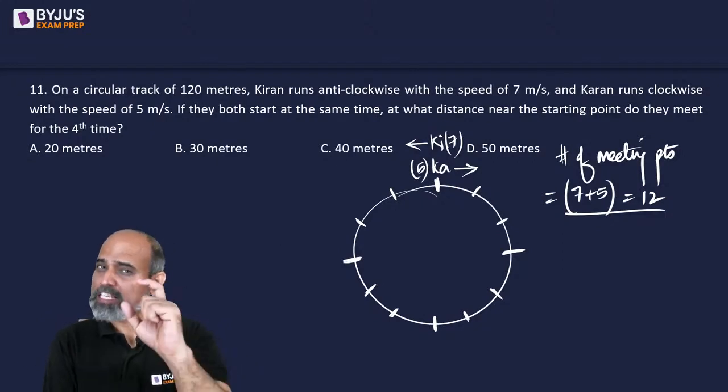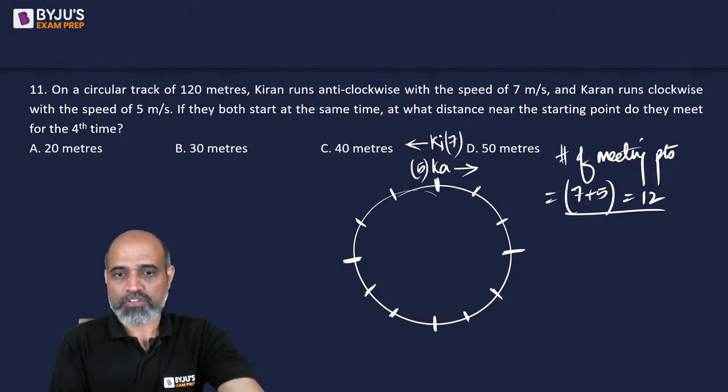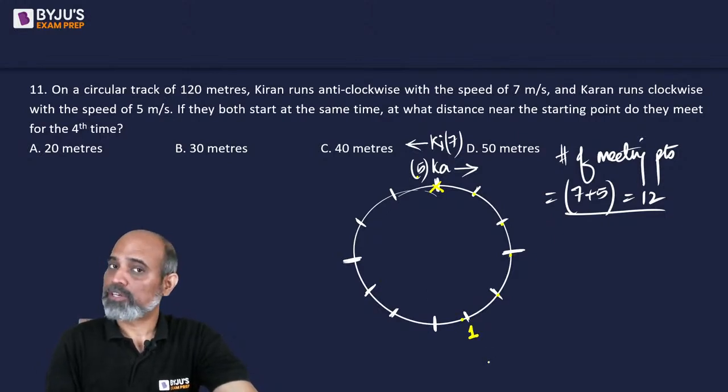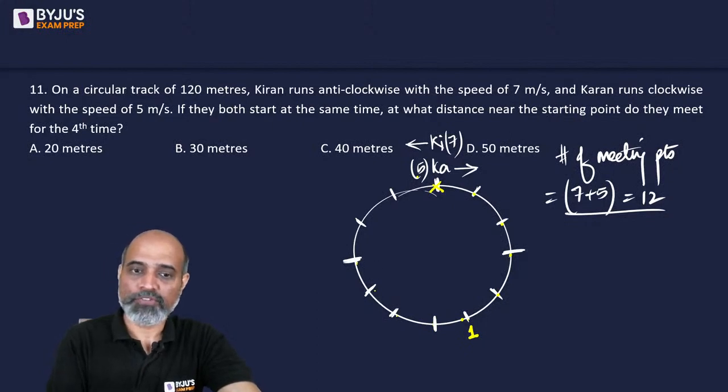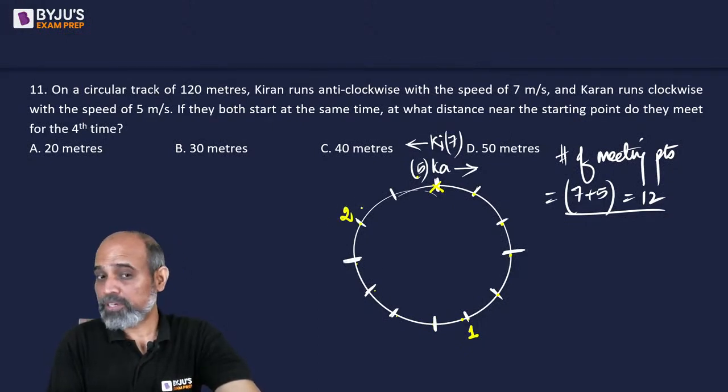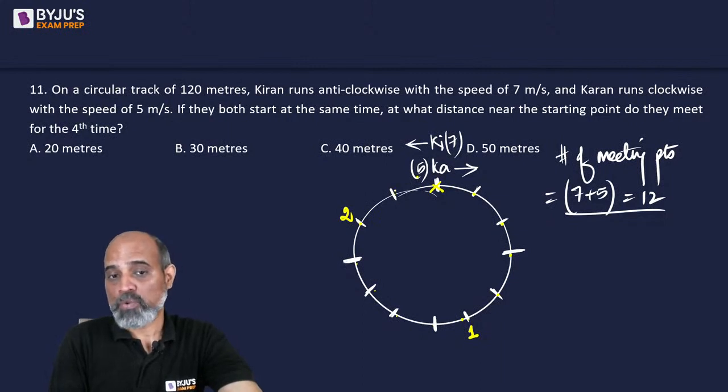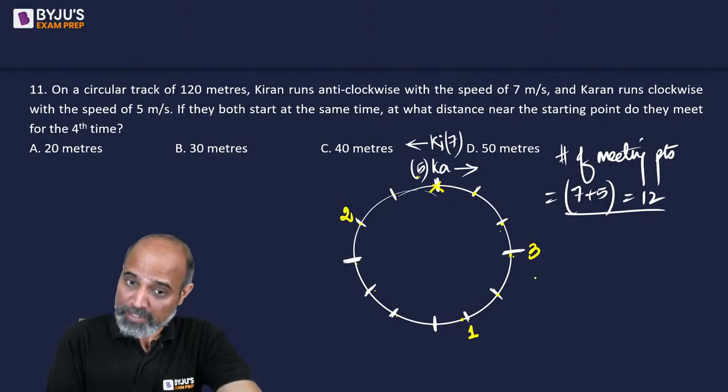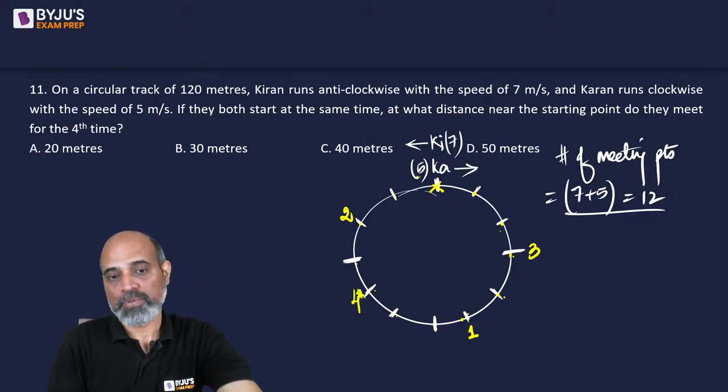तो दोनों में से जिसकी स्पीड कम है उसको पकड़ लेते हैं. So 5 is small, no? So 5 को पकड़ोगे. And then you will count from here 1, 2, 3, 4, 5. ठीक है, ये आपका फर्स्ट मीटिंग पॉइंट है. Again from here you are going to count 1, 2, 3, 4, 5. This is your second meeting point. Again from here 1, 2, 3, 4, 5. This is your third meeting point. फिर से इधर से 1, 2, 3, 4, 5. This is your fourth meeting point.